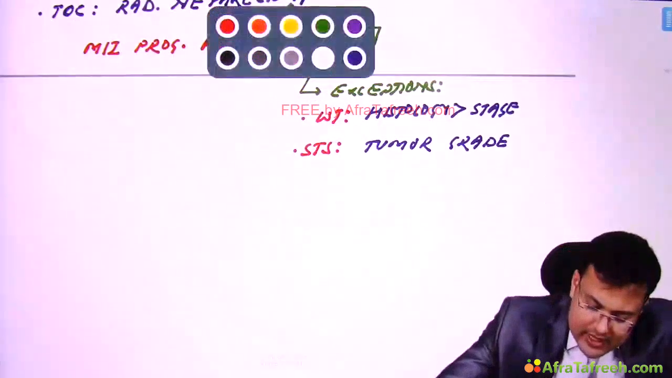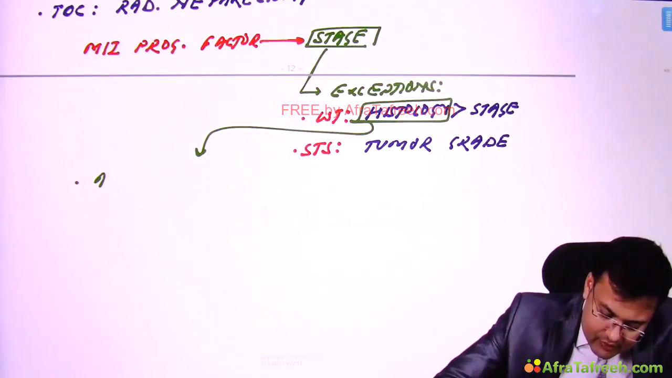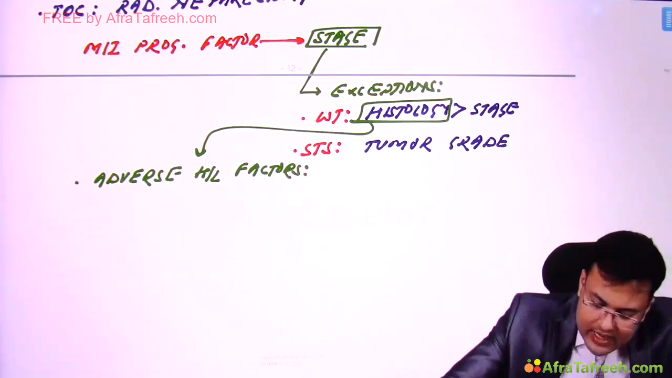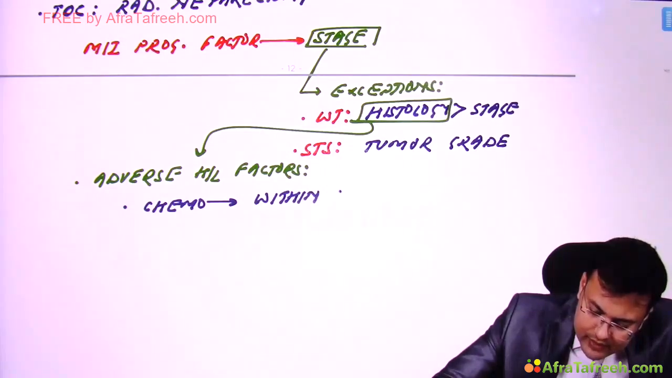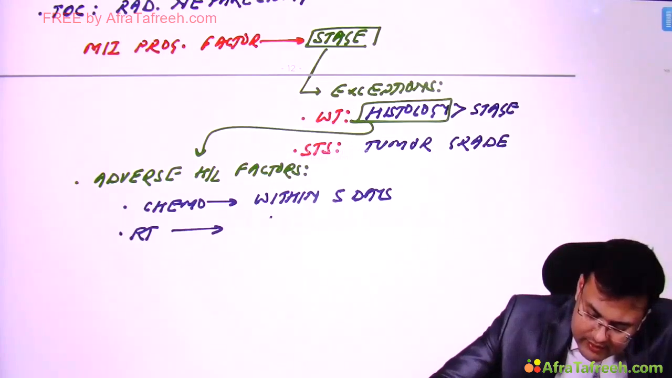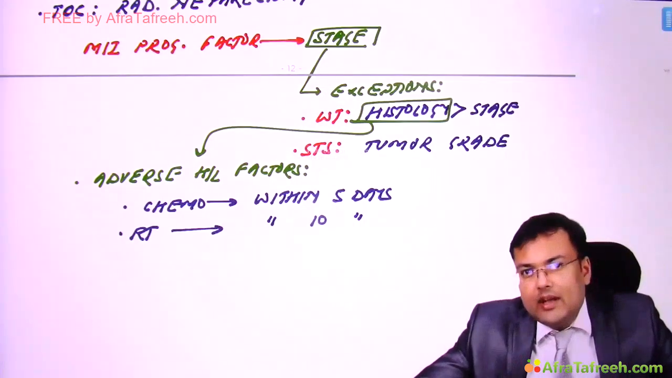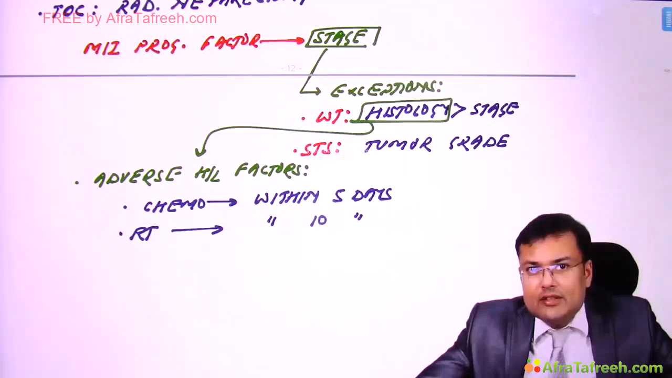Clear? So in cases of adverse histological factors, this is an important one-liner asked frequently: chemotherapy should be started within 5 days. You have to remember the days. And radiotherapy should be started within 10 days. So remember, within 5 days we have to start chemotherapy, and within 10 days we have to give radiotherapy if histological factors are adverse.